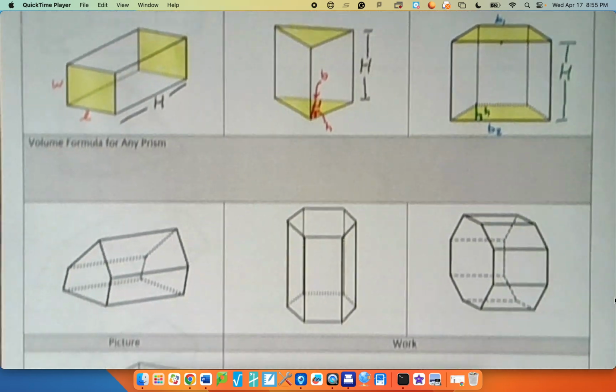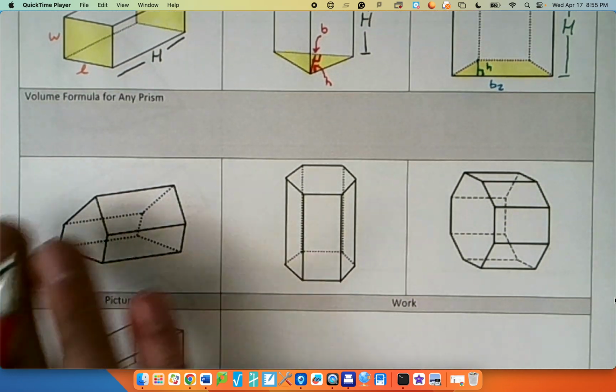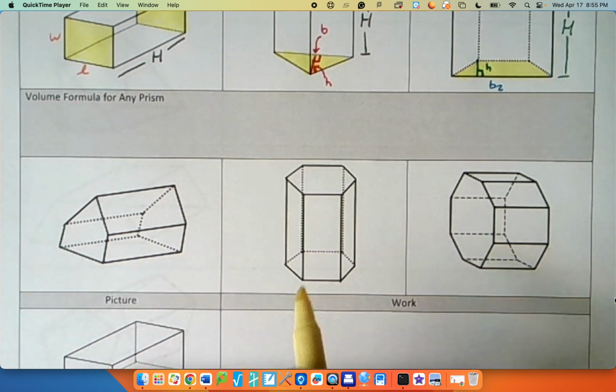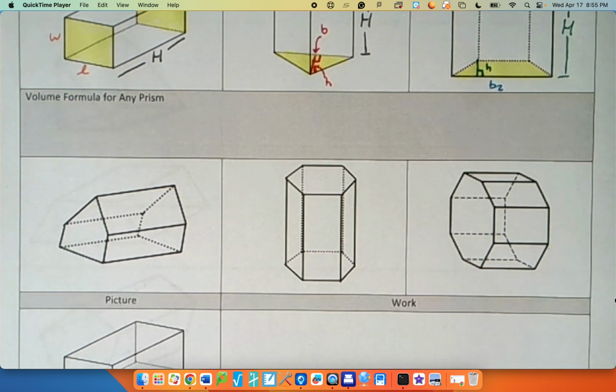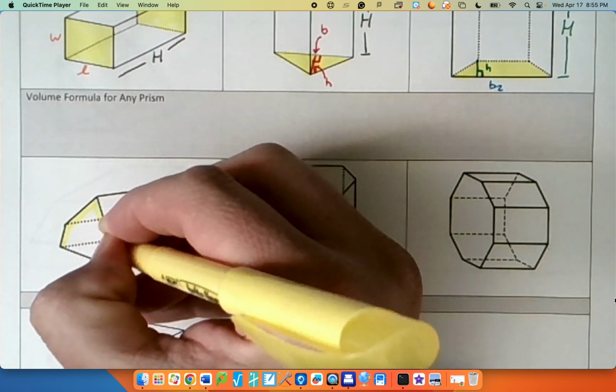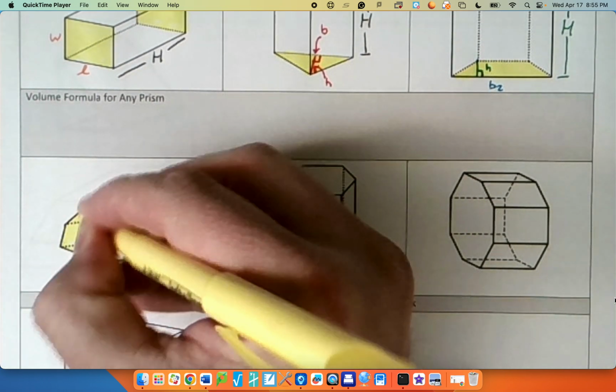So how do we find the volume of any prism? I've got a bunch of prisms right here. We don't have the area formulas for a pentagon, a hexagon, or an octagon. But that does not matter, because all we need to do is find the area of that.